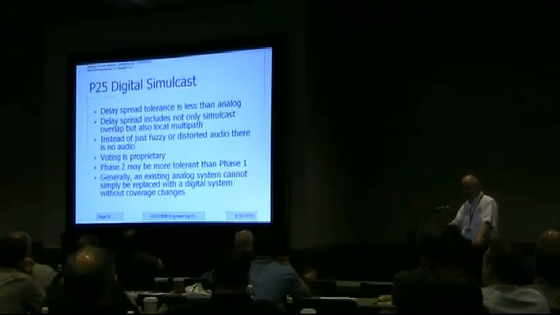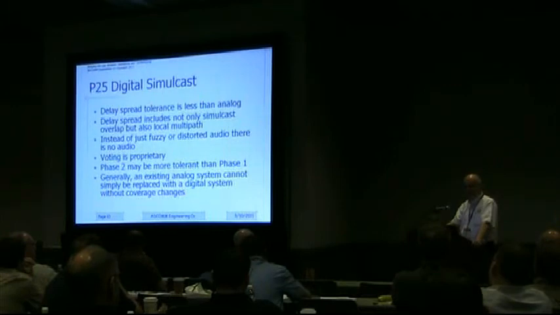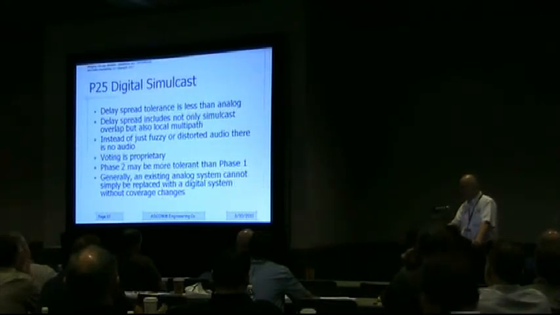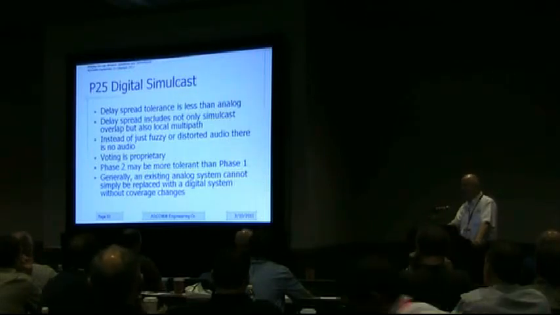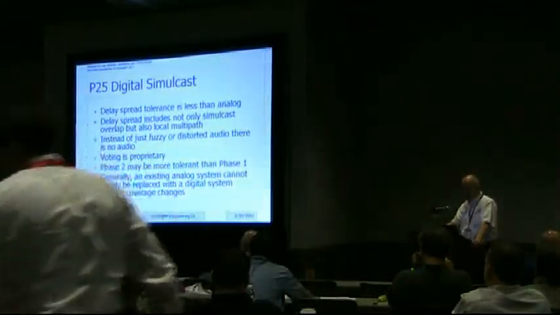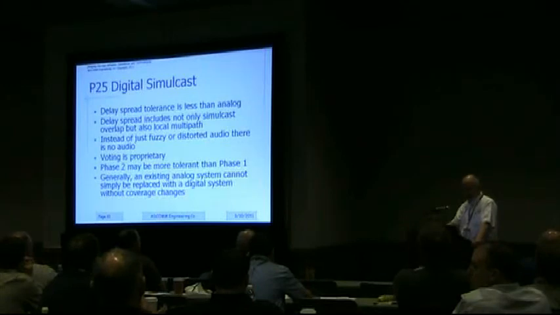Your voting is proprietary, so there's really no JPS or GE, or Motorola Spectrotech kind of voter that can be mixed with all different kinds of receivers and everything like there was. Phase 2 may be more tolerant than phase 1, so if you can wait, it might be worthwhile to wait until phase 2. And generally, an existing analog system cannot simply be replaced with a digital system because of the coverage changes. That's been our experience.